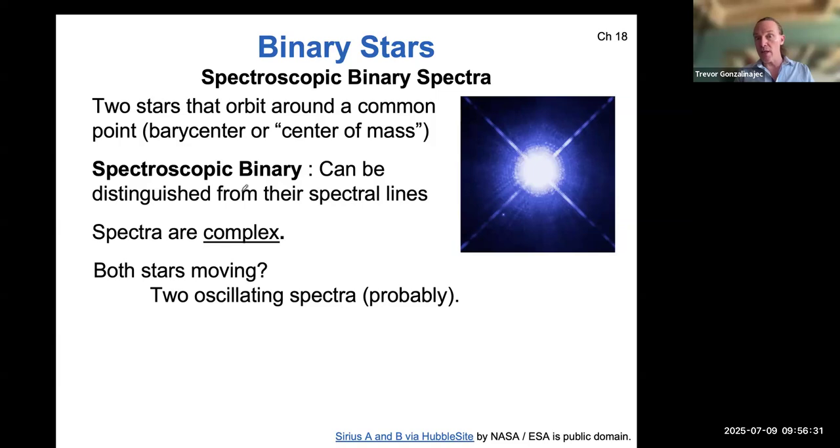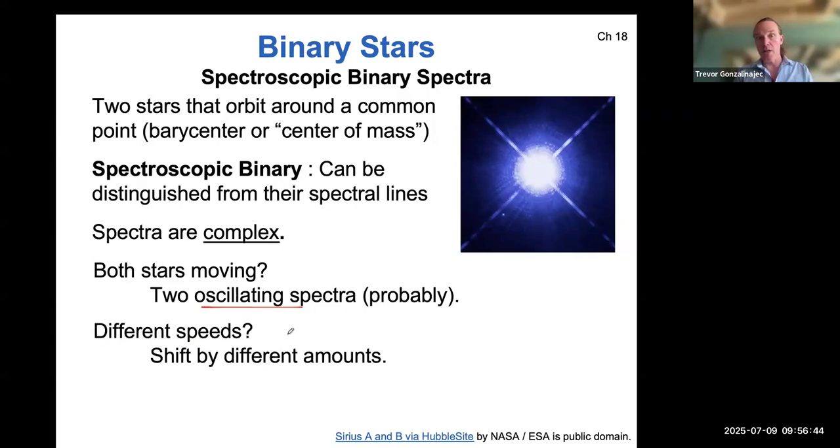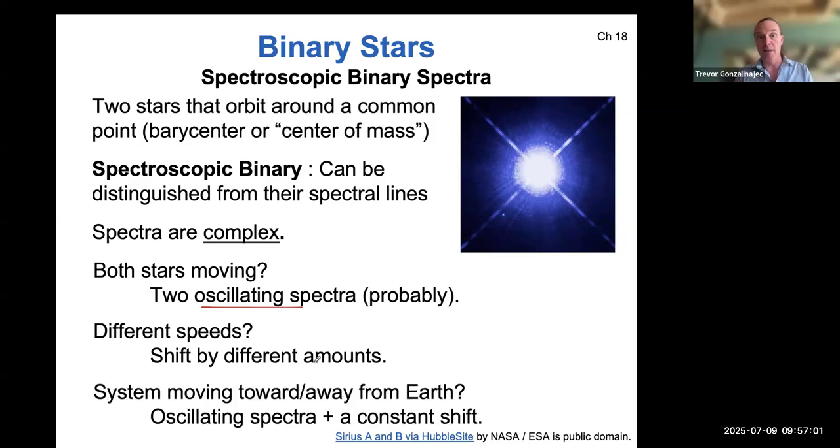Okay, both stars are moving, so we've got oscillation spectra. In other words, the spectra are going to be changing in a periodic way because we have orbits after all, repeating motion. Different speeds because sometimes the star will be moving directly towards us, sometimes towards us but at an angle, and those are going to register as different amounts of shift, thus different velocities, because we can only measure the component of the velocity that either points straight towards us or straight away.